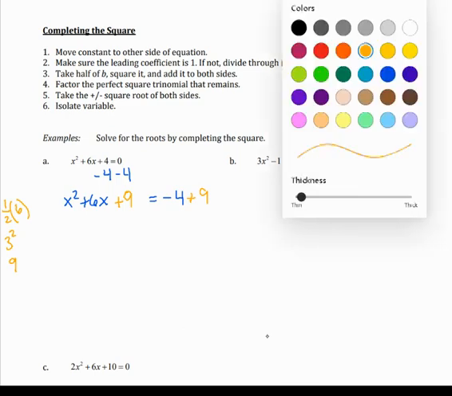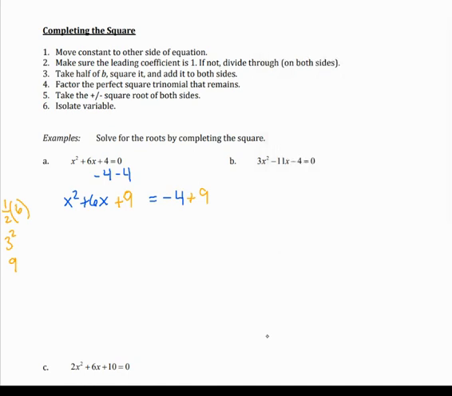Once I have my perfect square trinomial, I can now factor, right? At the very beginning, we weren't factorable, but now I am. So the square root of x squared is x. The square root of 9 is 3. Twice 3x is 6x. So this becomes x plus 3 all squared, right? Positive sign from the positive up above. Equals, on the right-hand side, negative 4 plus 9 is 5.